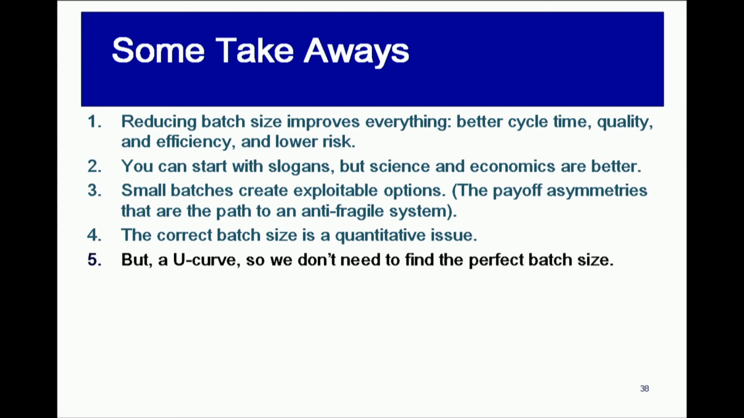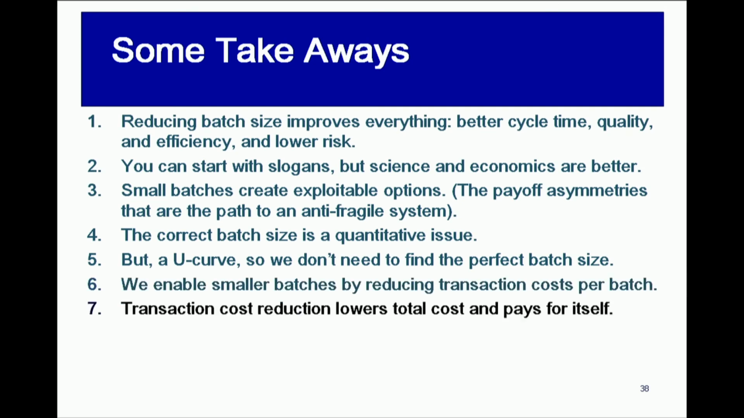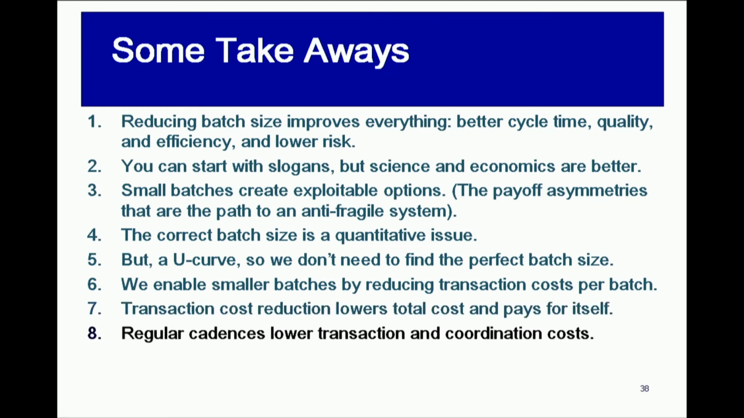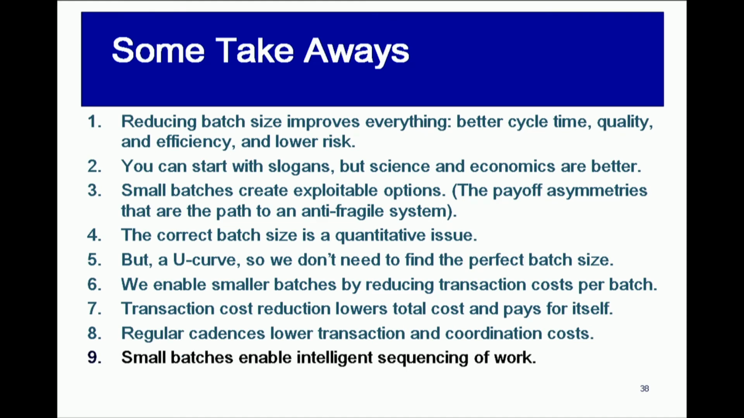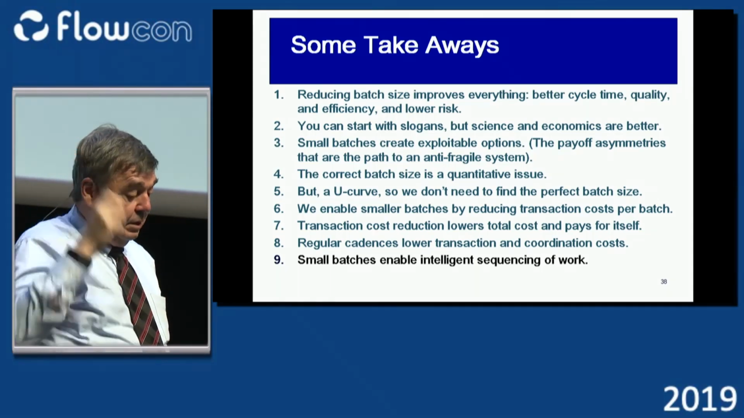It's a U-curve, so you don't need a perfect batch size in the process. You enable smaller batches with transaction costs. Transaction cost lowers both total cost, and as a result, it pays for itself. Regular cadence also lowers transaction and coordination costs. Small batches allow you to start sequencing work intelligently. You can't even sequence it if it's all in one large batch.